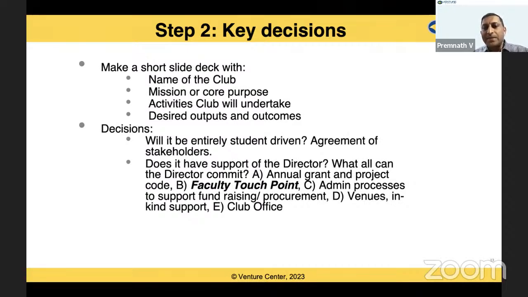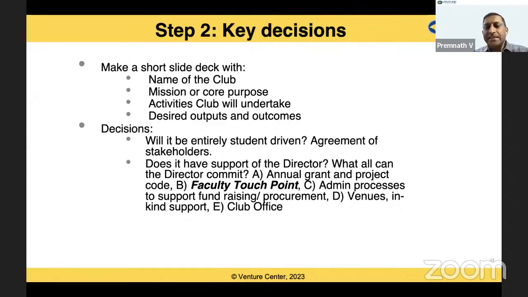The admin processes to support fundraising, procurement. If you raise money, do you know where it will be deposited, how it will be utilized by the club? All those processes are in place or not, right? And venues, availability of venues, in-kind support, maybe a club office, and so on.